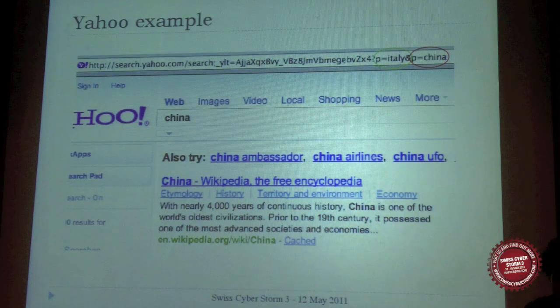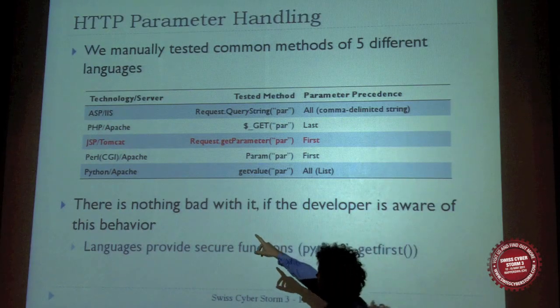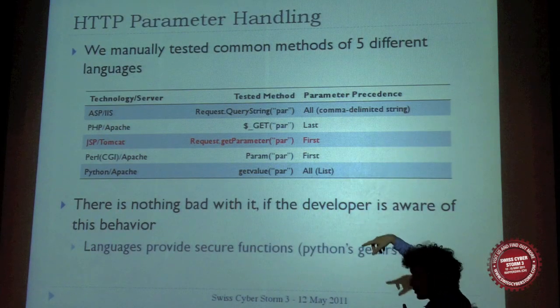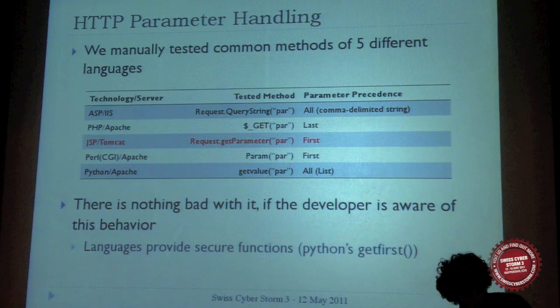So this shows that depending on the technology you are using, and also on the web server you are adopting and the different methods, you will have a server-side precedence that is either on the first parameter, like Italy, or on the second one. Or, for example, in Python, the different parameters are concatenated into a list, or in ASP, they are appended together by a comma. There is nothing bad with this actually. This is a feature of HTTP, as I was saying before.